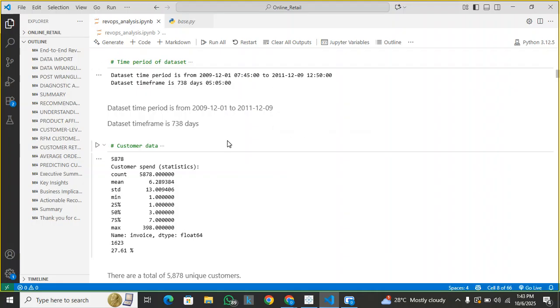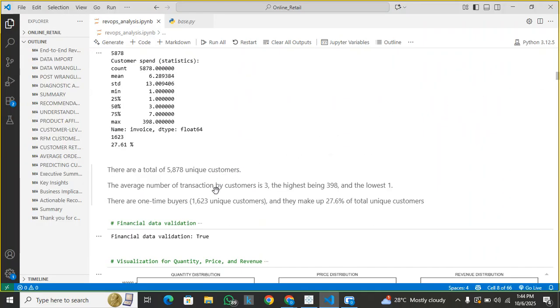Then the number of customers we have is 5,878, and we have 1,623 one-time buyers, which make up 27.6% of the total customers. The average number of transactions by customers is three. That's the average customer buys up to three times, and the highest number of times a customer buys is 398 times, and the lowest is one.